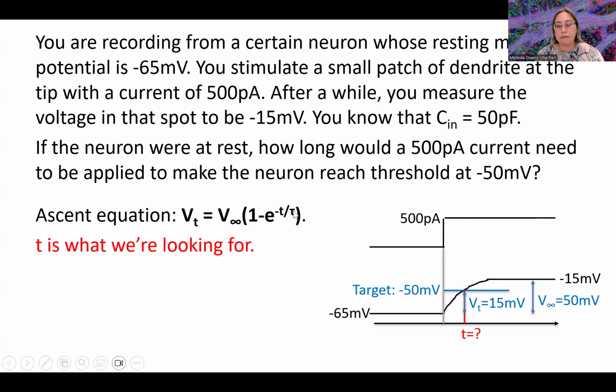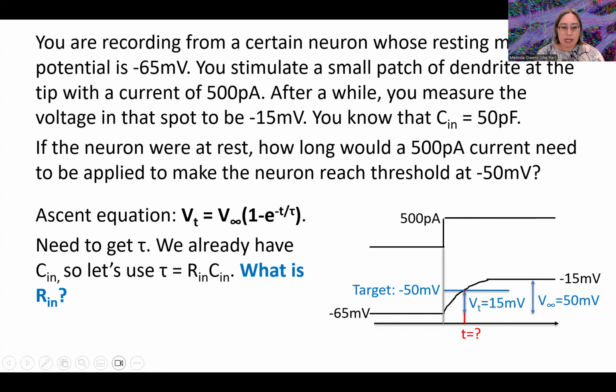Okay, tau. We need to get tau. We already have the input capacitance, so let's go with the equation for tau that uses input capacitance. That would be input capacitance times input resistance. What's the input resistance? Ooh, for this one, we need to use an old equation.